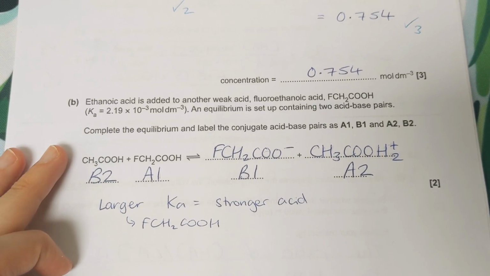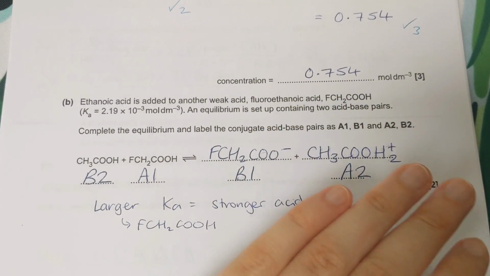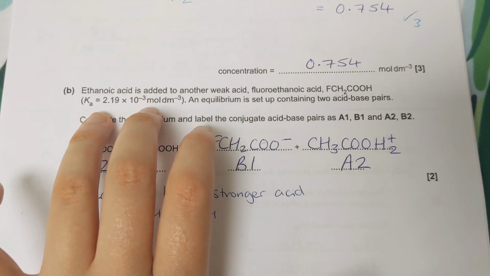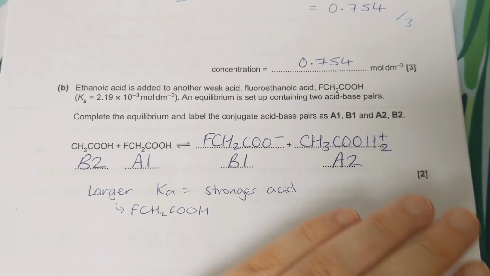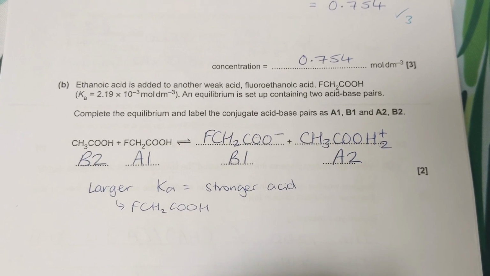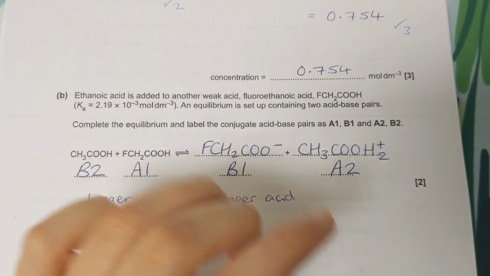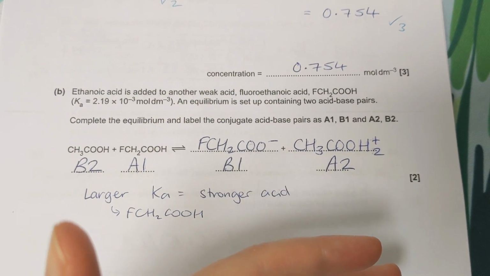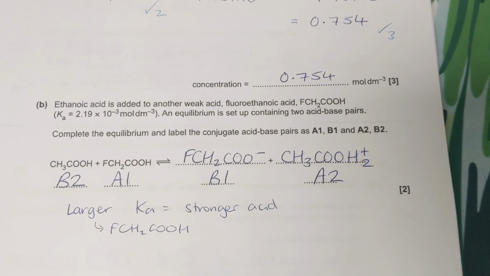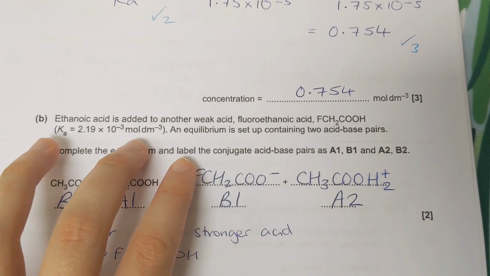In part B, we're adding ethanoic acid to another weak acid, fluoroethanoic acid, and we have the Ka value of this one as well. An equilibrium is set up containing 2 acid-base pairs. Complete the equilibrium, label the conjugate acid-base pairs. So here we have 2 acids, and how do we decide which one donates its proton and which one doesn't? We can't just guess, so we have to use the Ka values.